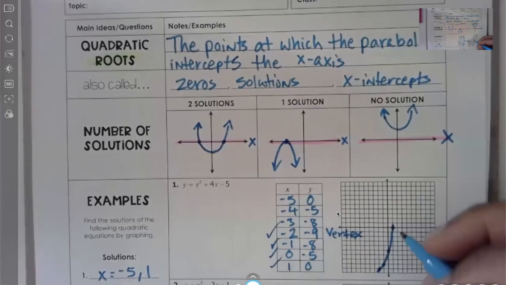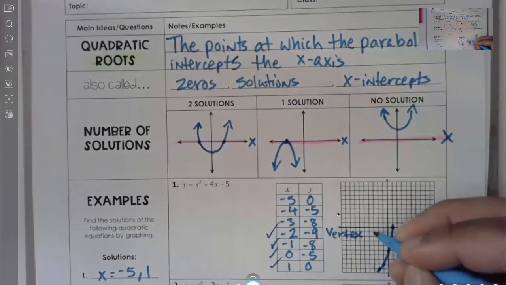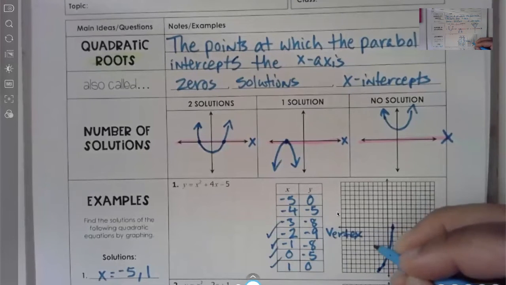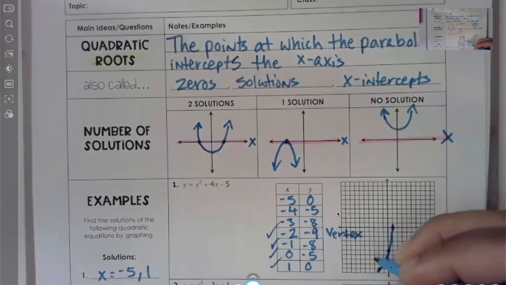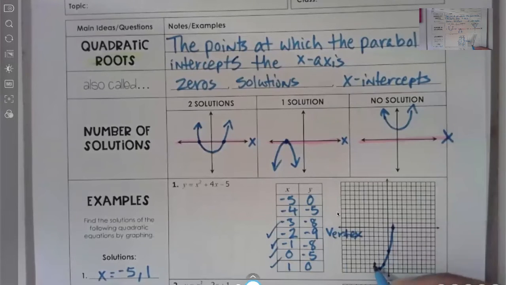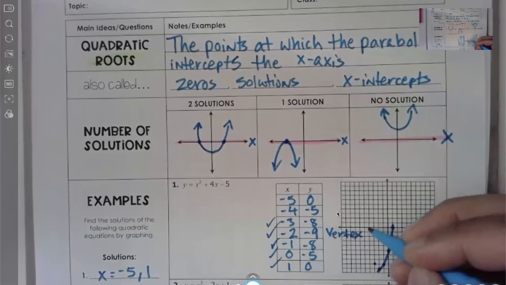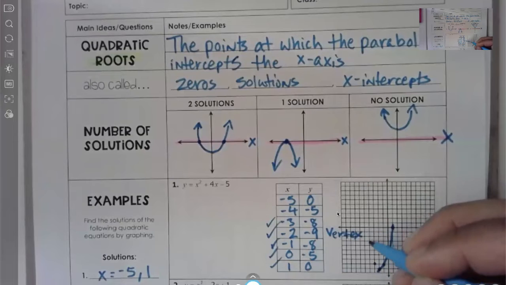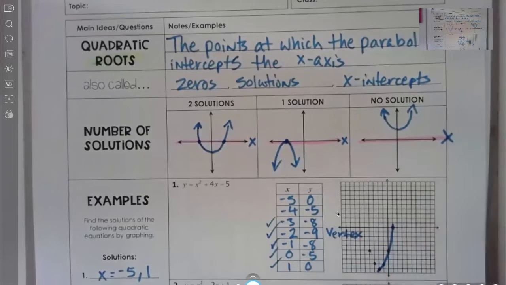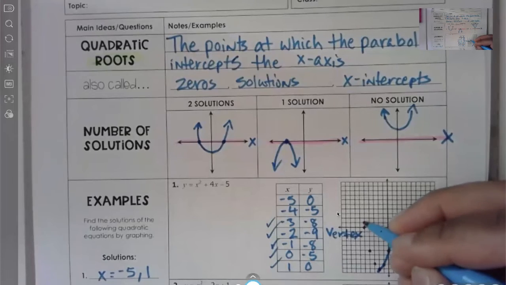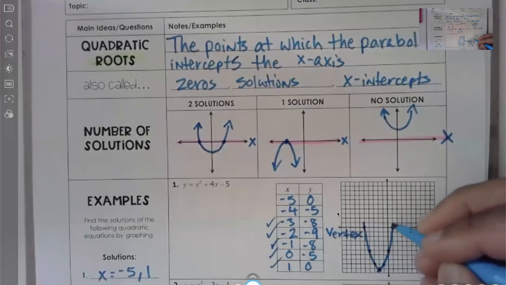So -3, -8. So 1, 2, 3, 4, 5, 6, 7, 8. See how that corresponds to that other point there? I don't know if that shows up too clearly on the screen, but oh well. -4, -5, 1, 2, 3, 4, and then 1, 2, 3, 4, 5, and then finally -5, 0. And so then I have the other half of my parabola plotted.